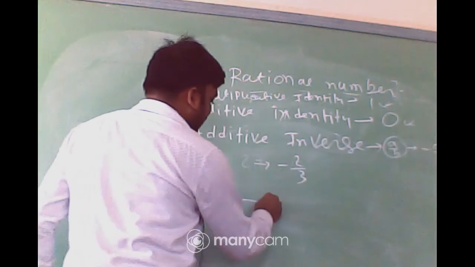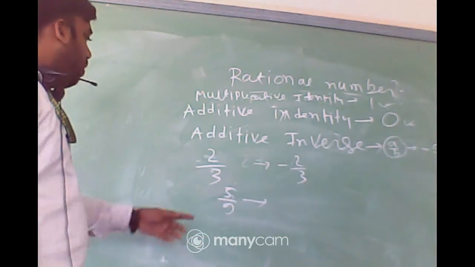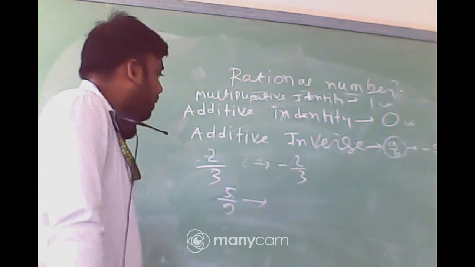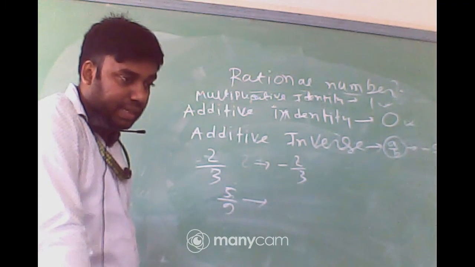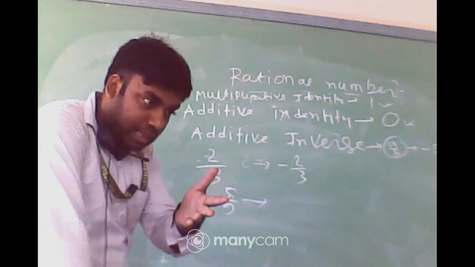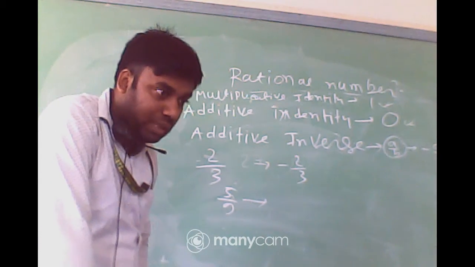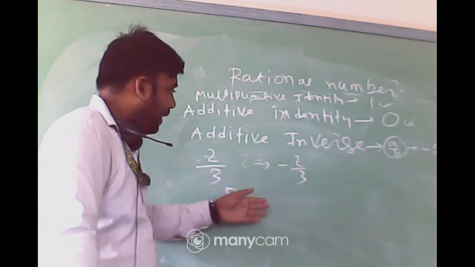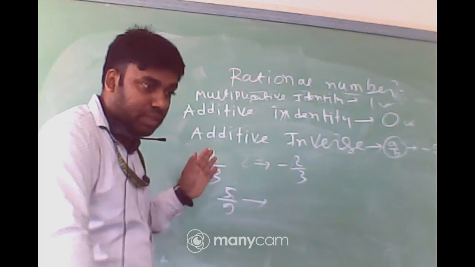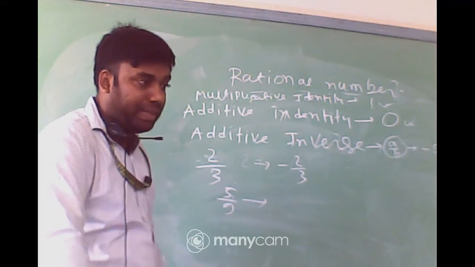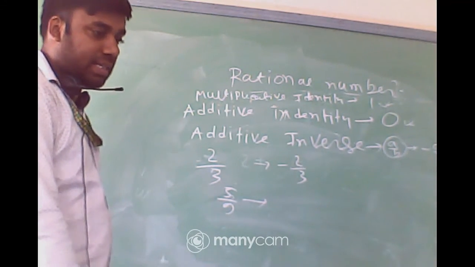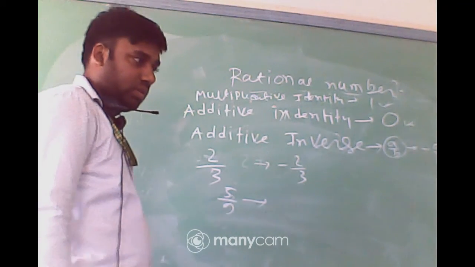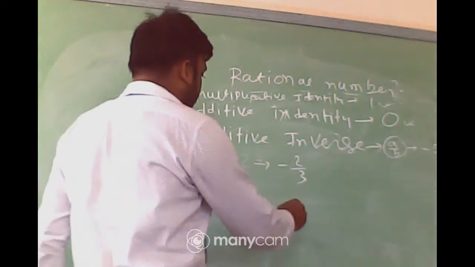What is the additive inverse of 5 by 9? Quickly answer it. Minus 5 by 9. Very good. Sakshi, very good. Sanchari also. Minus 5 by 9, not 9 by 5. That would be wrong. Additive inverse of 5 by 9 is minus 5 by 9. Okay? Clear it is?